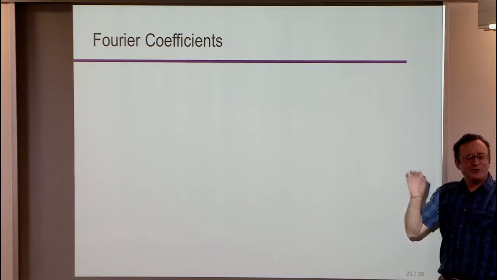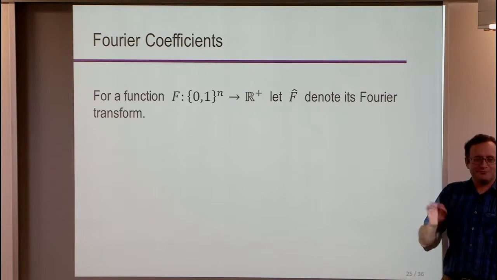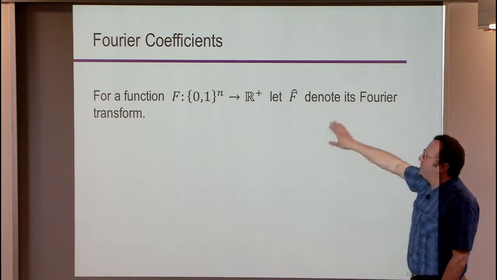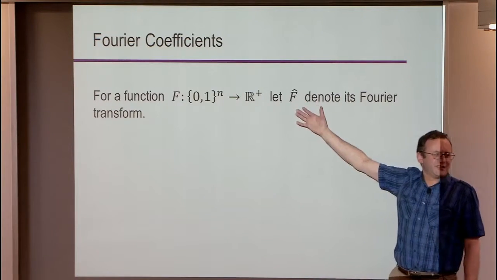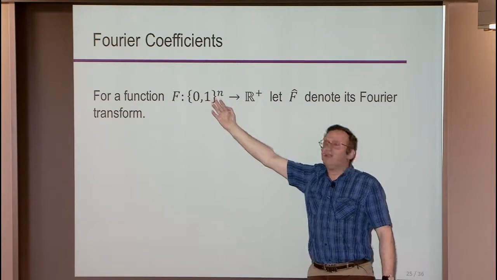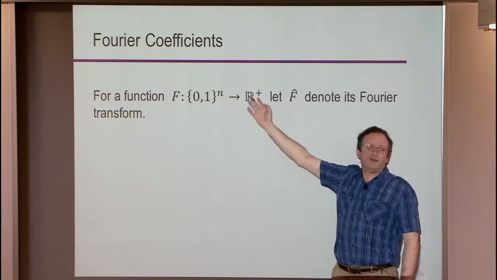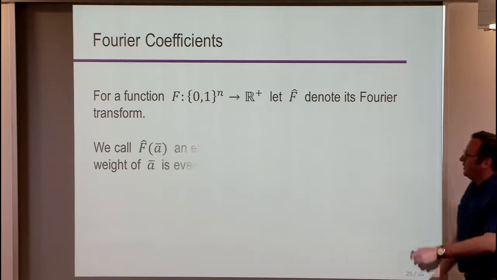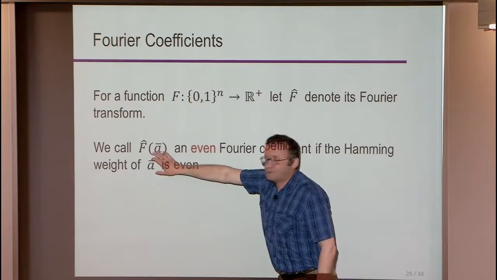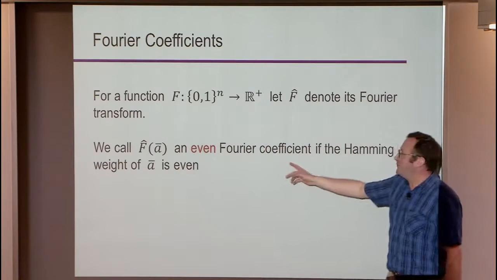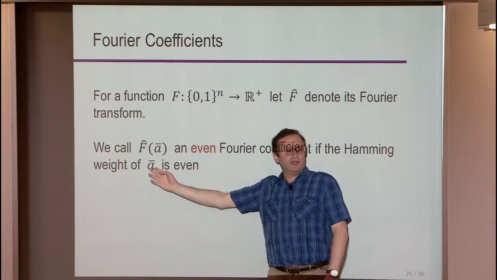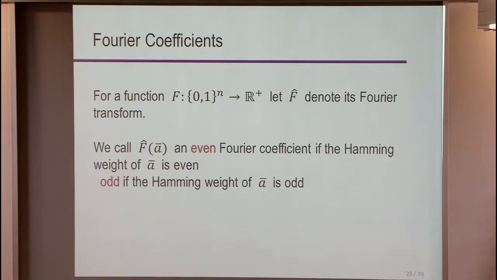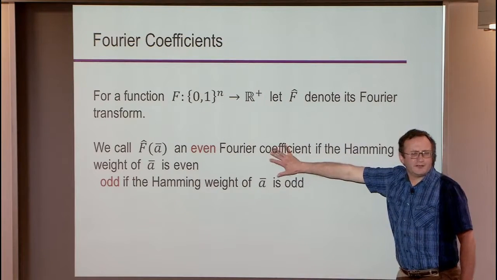We don't need to know what Fourier coefficients are; I just need some piece of terminology for that. For a function, I can compute the Fourier transform of this function. Well, the Fourier transform is a function itself. It's also an array. Its values are also real, and don't have to be non-negative, even if you start with a non-negative function. I call a specific value of this Fourier transform an even Fourier coefficient if the Hamming weight, the number of ones in this value, is even. I call it odd if the Hamming weight is odd. I will need these two things somehow.